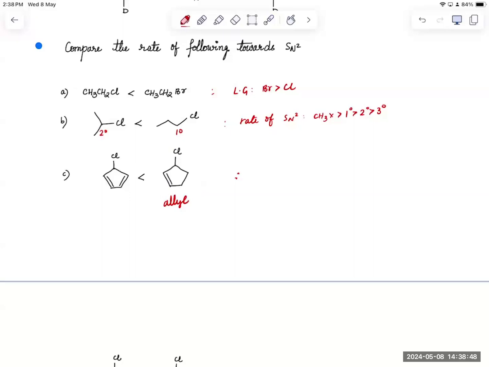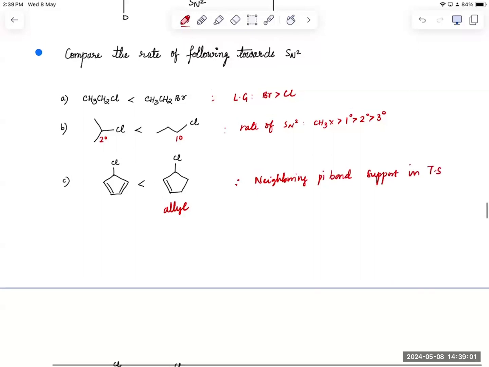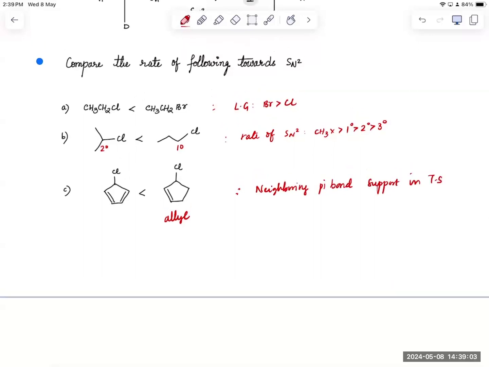So we can say neighboring pi bond support in the transition state. So that will increase the stability in the transition state.